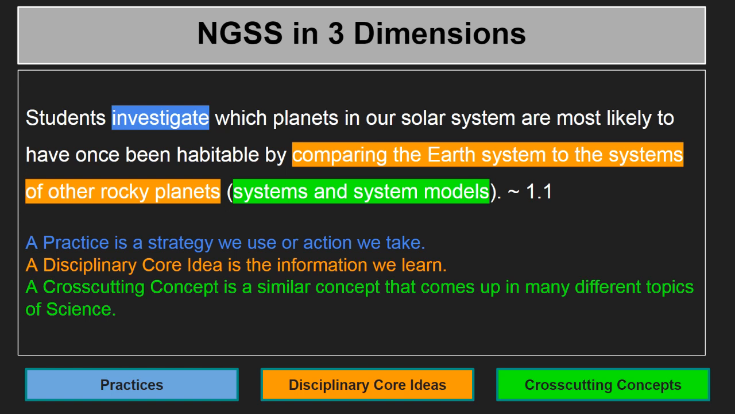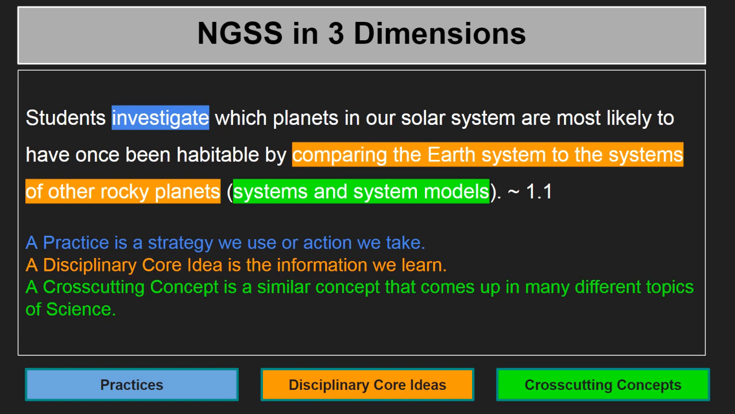So I've included a little descriptor. A practice is a strategy we use, or action we take, in science. A disciplinary core idea is basically the information we learn. The cross-cutting concept is a concept that stands out. It comes up again and again regardless of the topics we're covering.